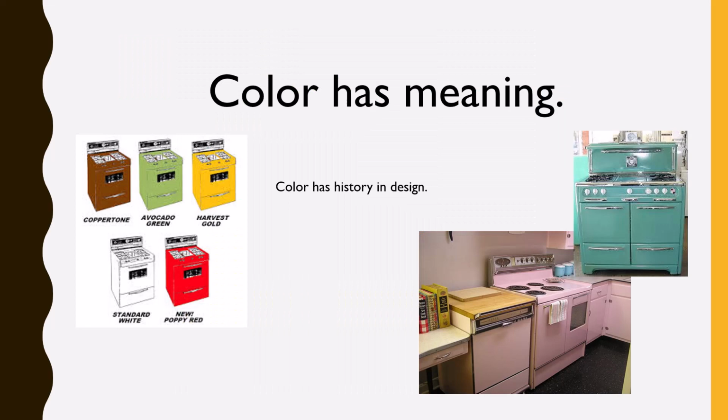Color also has meaning. Color has a history behind it. So avocado green, harvest gold, and copper brown were very popular colors in the 1970s. Using pinks and turquoises with black particularly evoke the 1950s. Every decade has its own color palette. So every color has a meaning tied to it. And all of those meanings are tied to the culture that you're in. We need to be careful when we are selecting colors because a color that means one thing in our culture might mean something else in another culture.